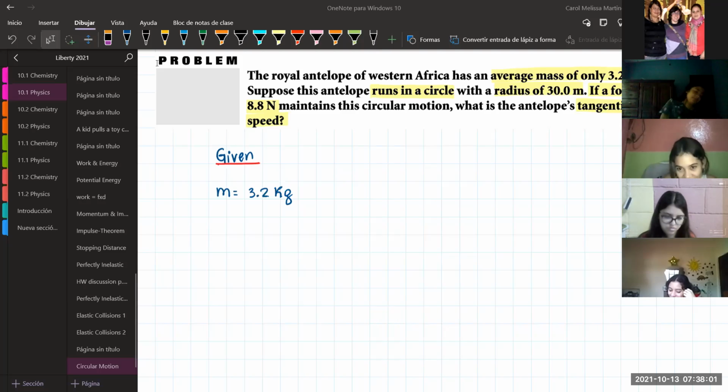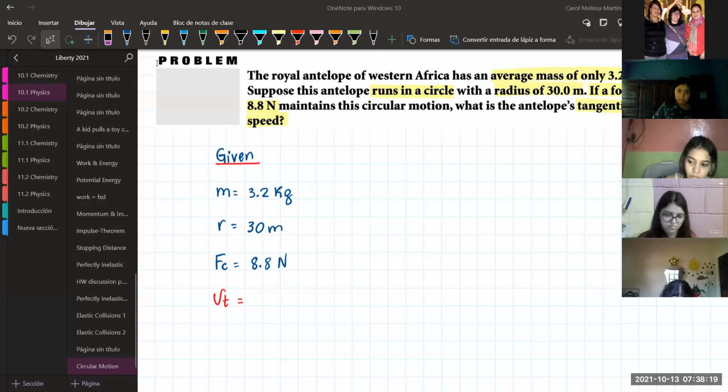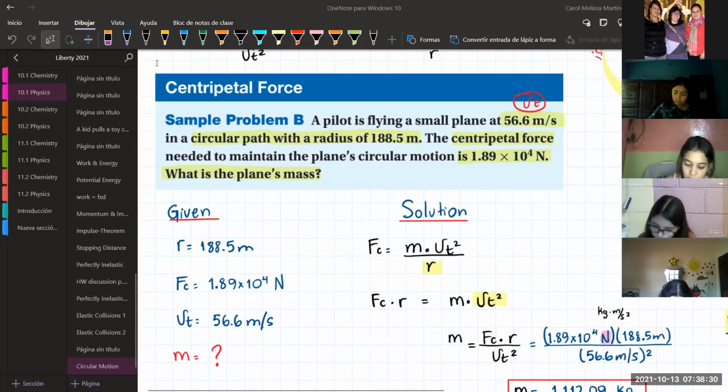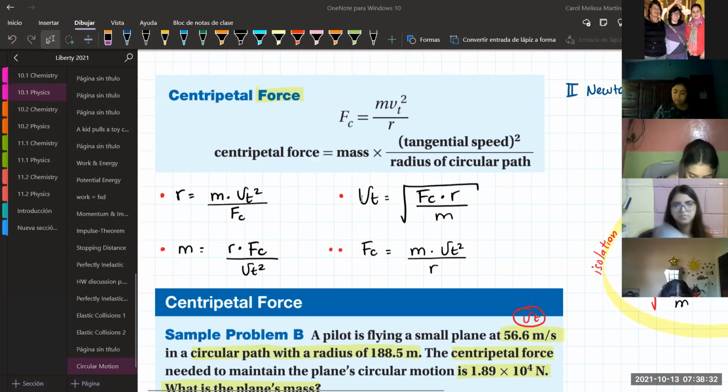Okay, well, that antelope runs in a circle. The radius is 30 meters, and it has a centripetal force of 8.8 newtons. And I'm looking for the antelope's tangential speed. So I'm looking for Vt, which is my unknown. According to the formula, I already have an isolation for Vt. That is this one.